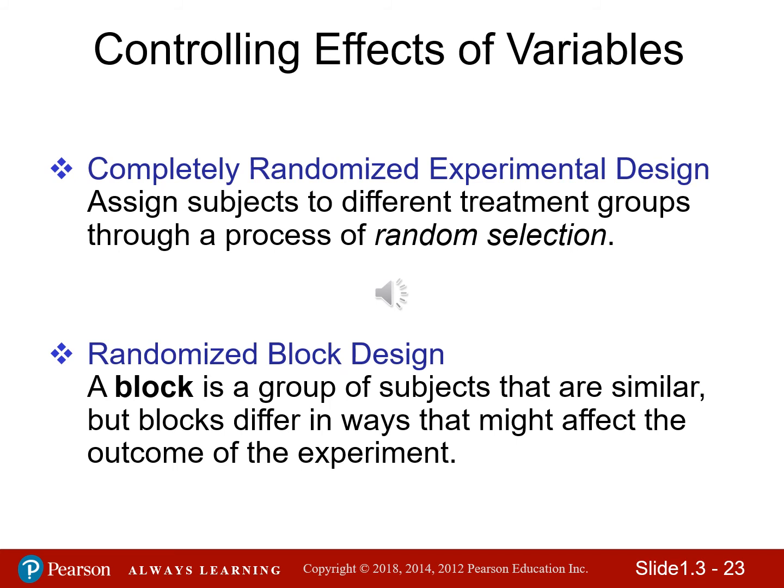A block is a group of subjects that are similar, but the blocks differ in ways that might affect the outcome of the experiment. In randomized block design, the researcher divides experimental subjects into homogeneous blocks. The treatments are then randomly assigned to the blocks. The variability within blocks should not be greater than the variability between the blocks. In other words, you want to make sure that the block contains subjects that are very similar. For example, you could put males in one block and females in the second block.